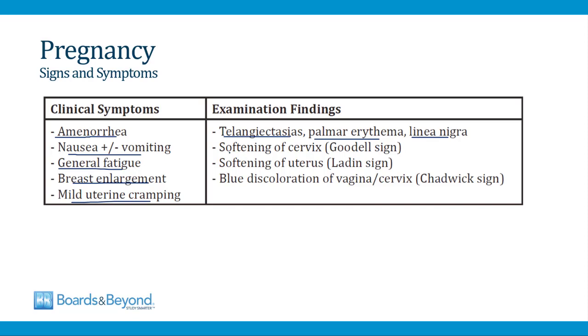The cervix becomes softer during pregnancy. This is called the Goodell sign. There's also a softening of the uterus that you can feel on examination of the abdomen. This is called the Ladin sign. And then there can sometimes be a blue discoloration of the vagina and cervix. This is called the Chadwick sign.